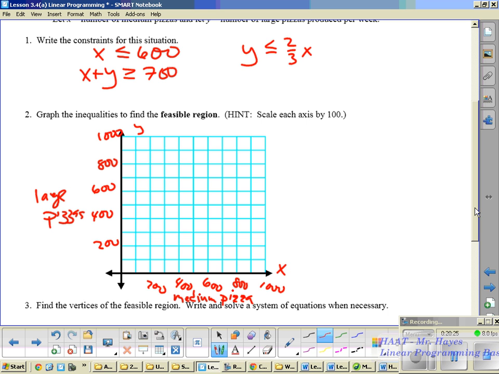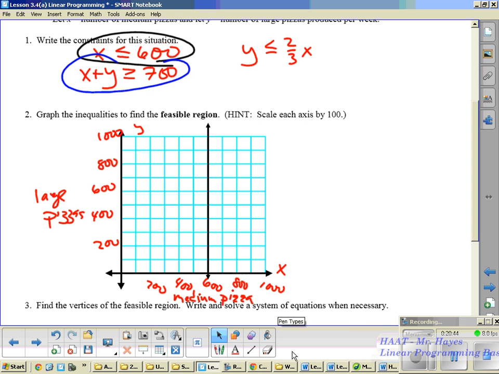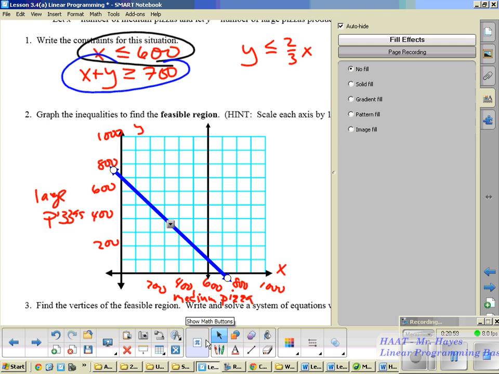Anyway, so you're going to graph those out. So you need x to be less than 600. So let's do that one in black. So you've got a nice vertical line there. The blue one is x plus y equals 700. Now again, this only works because x and y have the same coefficients. There. We'll thin that up a notch, maybe.